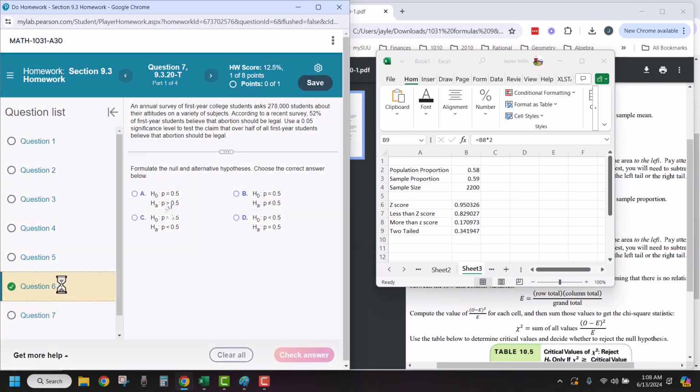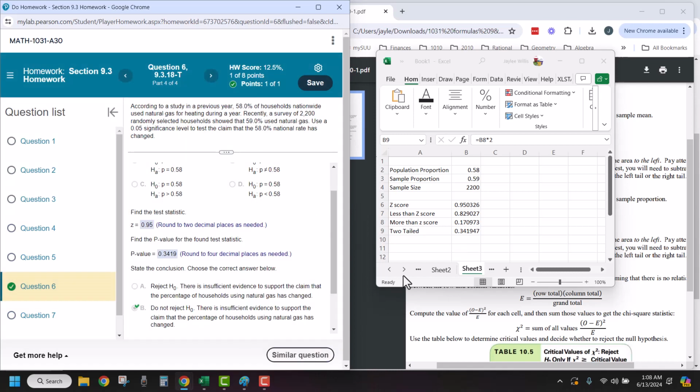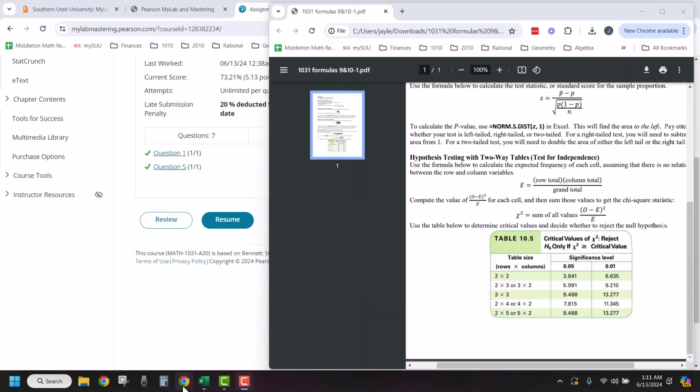Now, if I'd gone through that whole process and this two-tailed value had been like 0.001 or 0.002 or something like that, basically any number that's less than your significance level, then you would reject the null hypothesis and you would say that there is sufficient evidence to support your alternative hypothesis. And that's how you would do that problem from 9.3.